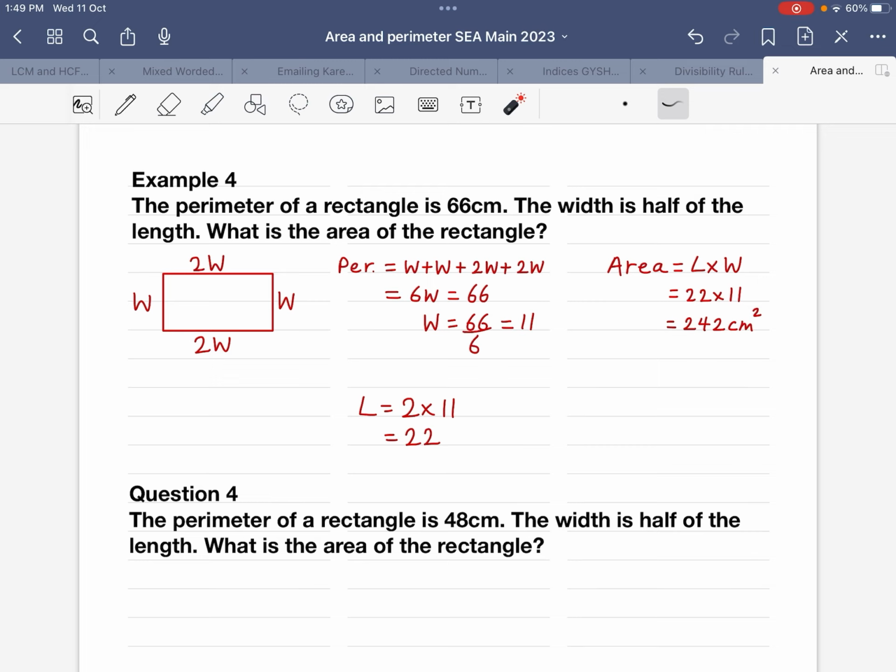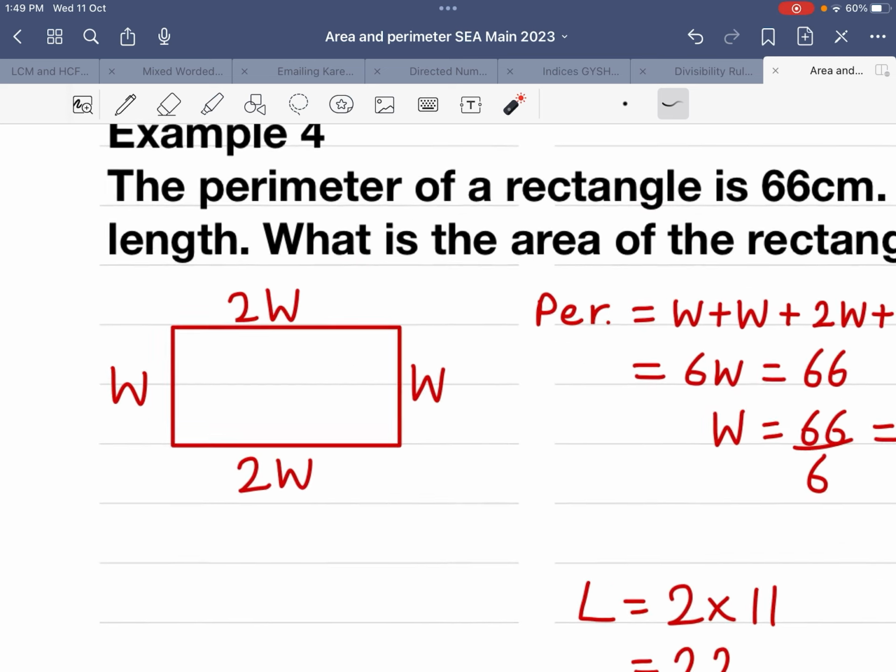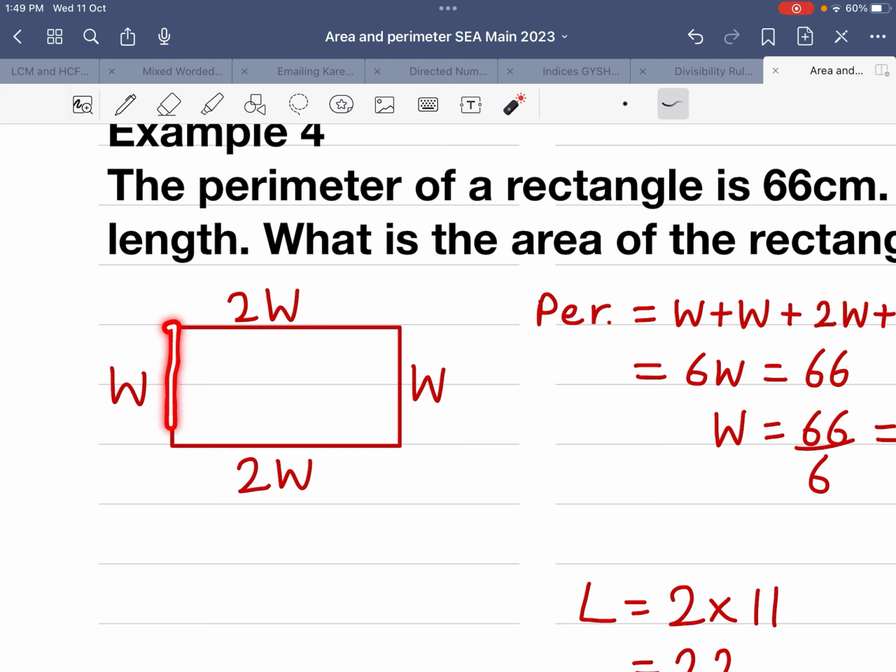So we are given a perimeter. The width is half of the length. So we must first determine the width and the length, and then we can determine the area. So we can start by making a sketch. Width and length.